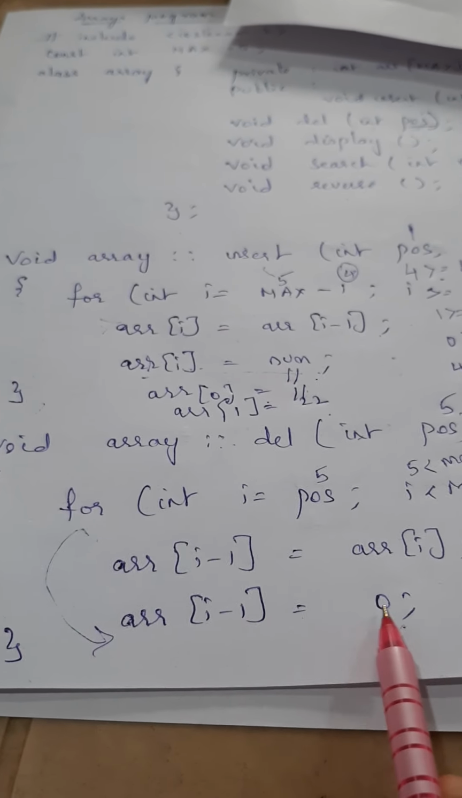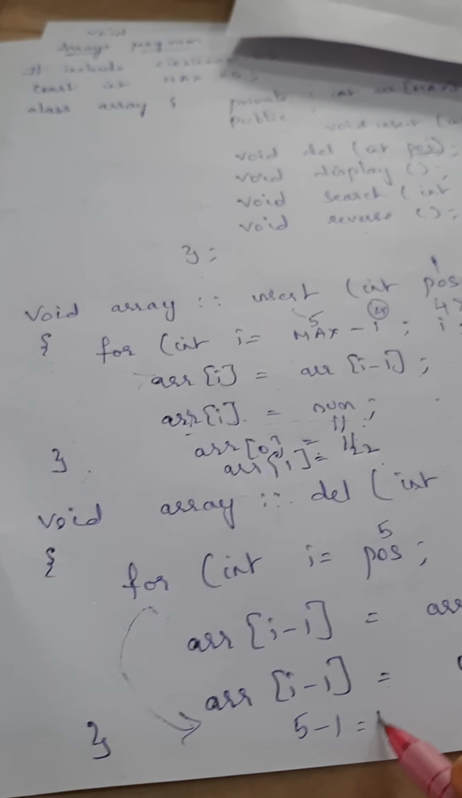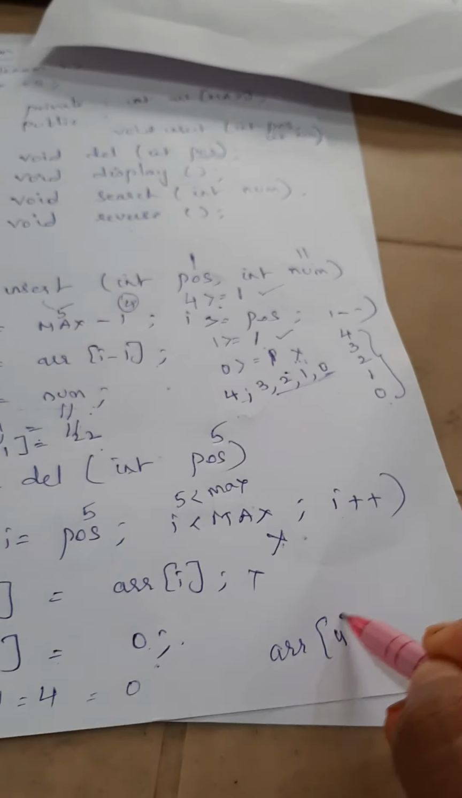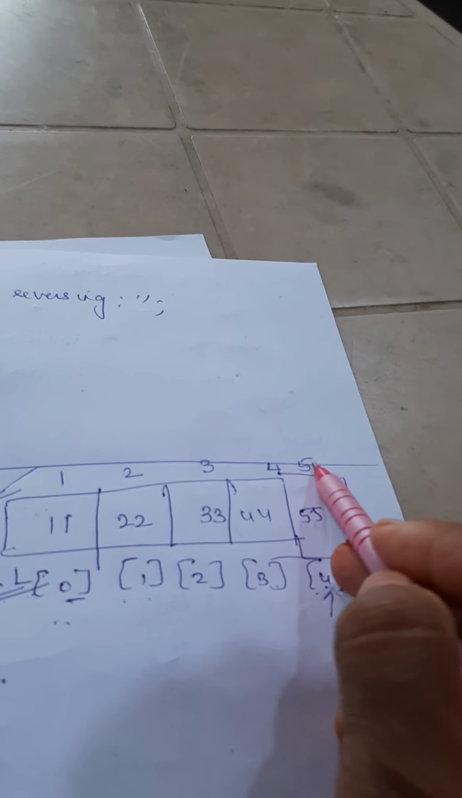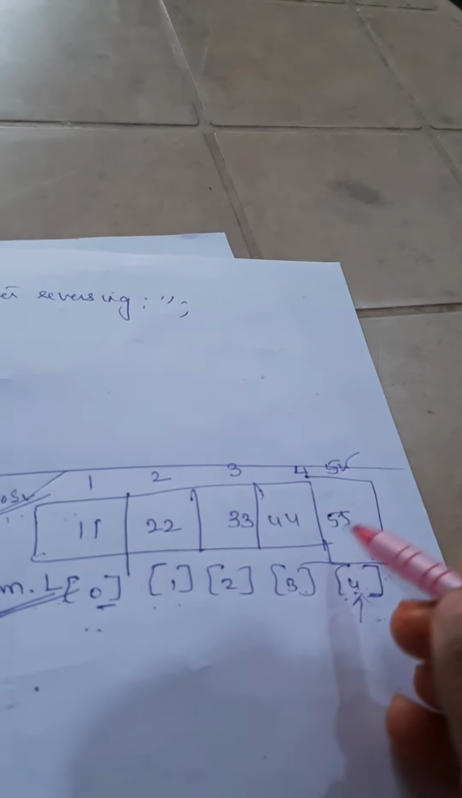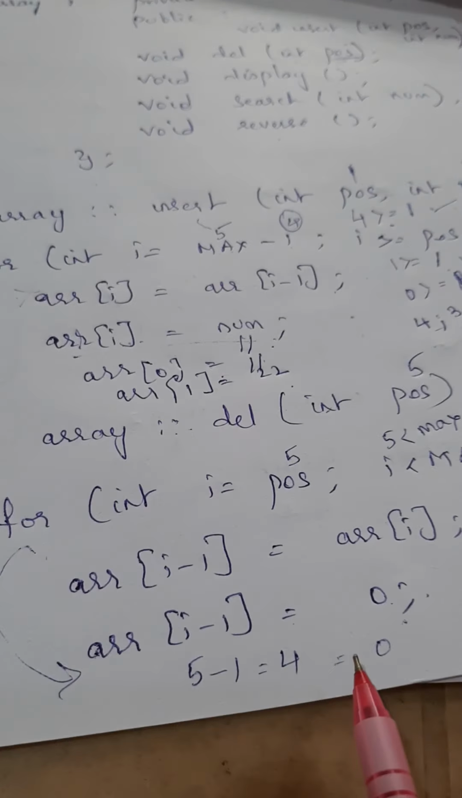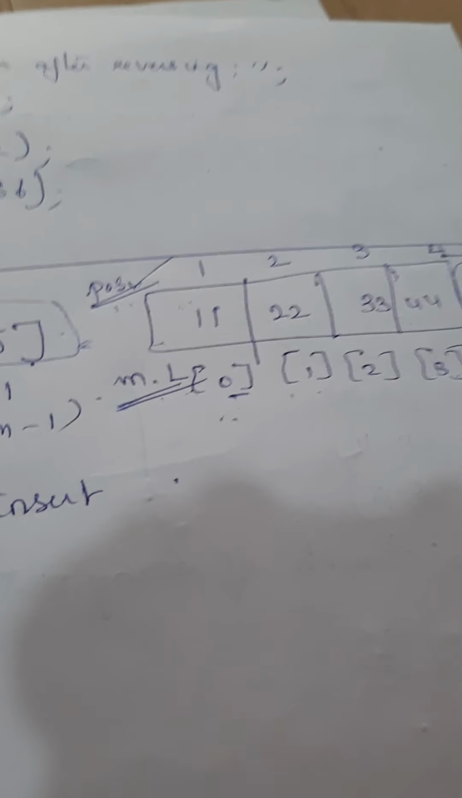That is array of I minus 1 is equal to 0. I value is 5 here. So 5 minus 1 is 4. 4 is initialized with 0. That means array of 4 is equal to 0. Now here what is array of 4 here? Array of 4 is 55. The position that we have passed as a parameter is 5. So 55 should get deleted. But what we are doing here in the delete function, we are initializing that particular position with 0. So instead of removing that particular element, you are placing 0 at that particular place.